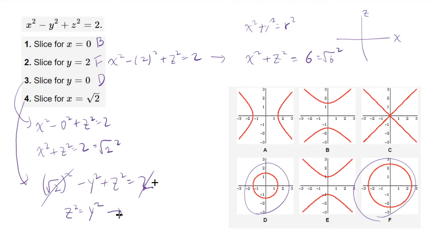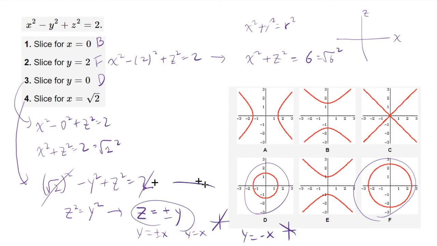Now, it's interesting that you can solve for z by taking the square root. And remember, when you take the square root, it's plus or minus, right? So in that case, just think about this like y equals plus minus x. y equals x is this line. y equals negative x is this line, right? So this would be both of those lines, so you're going to get this, which would be C.